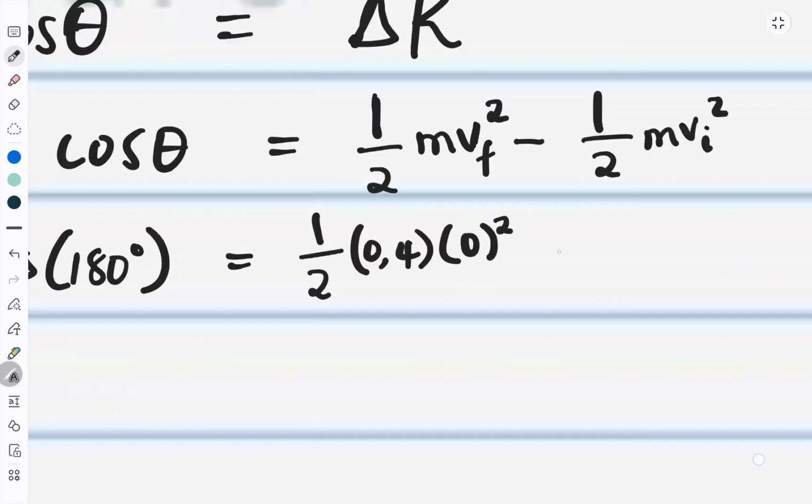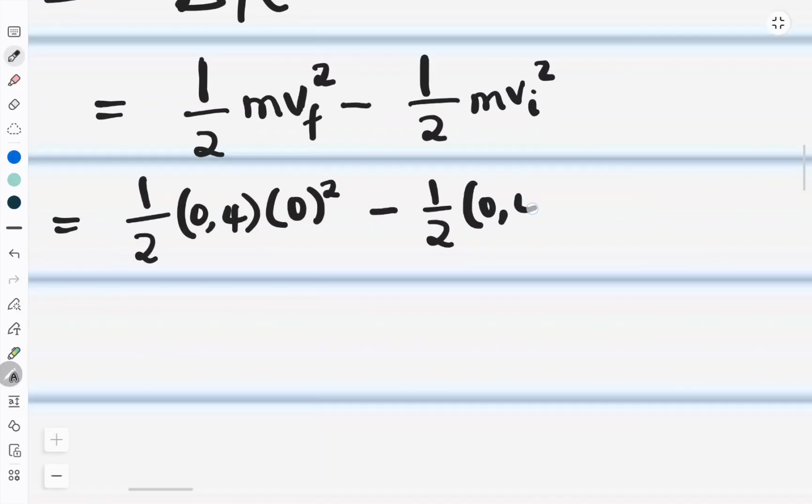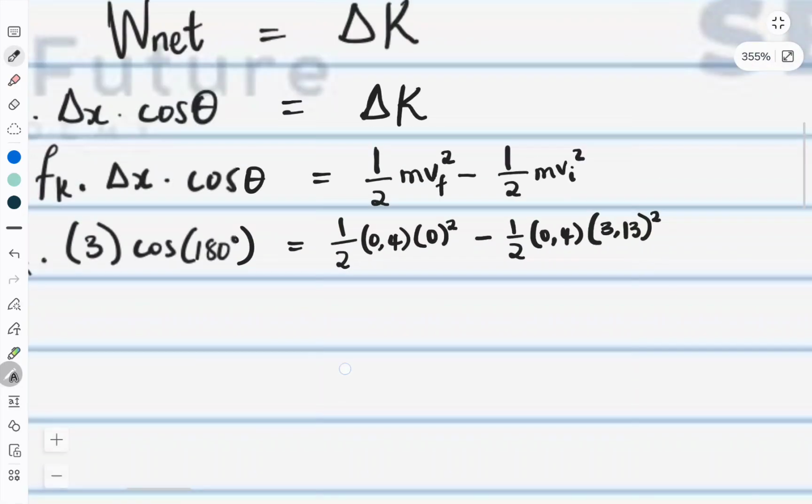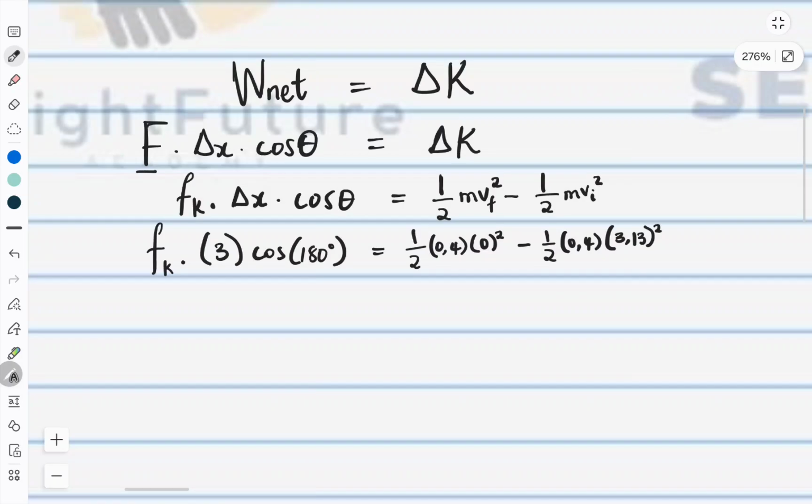Vf is 0 minus 1 over 2. You substitute again. You can factorize if you want, it's up to you. Vi, we calculated it as 3.13 squared. Okay, that's fine. So from here onwards, we can start solving.